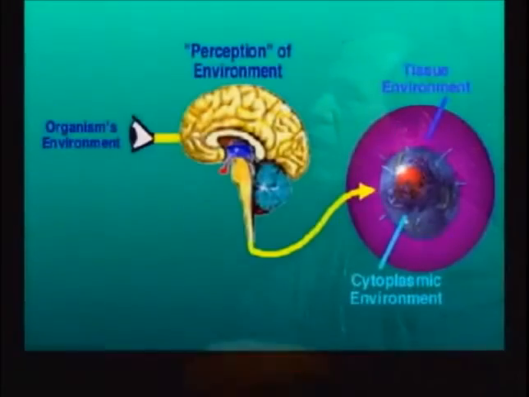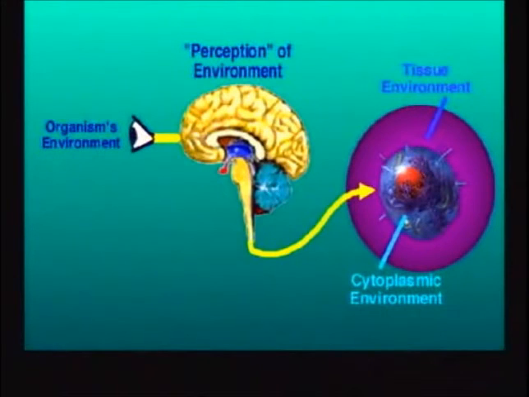So the brain gets in between the environment and the cell. The cell no longer reads its own environment. The cell depends on the central nervous system to tell us about the environment. So the bottom line is this. The cell on the right is intelligent.